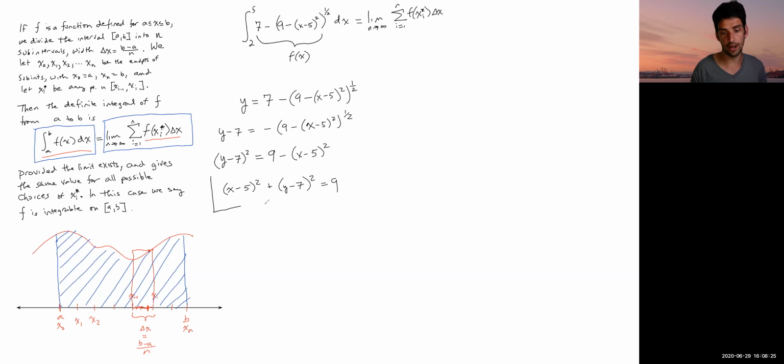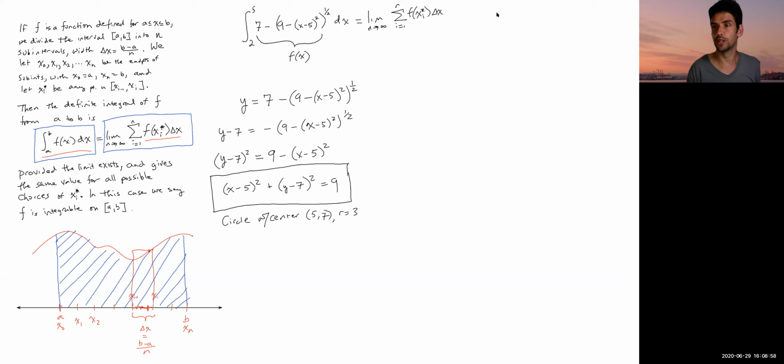Okay. Now, it was probably not obvious when we started what this thing was, but you may remember this form somewhere back in the recesses of your memory. This is the equation of a circle. This is a circle with center 5, 7 and radius of 3. Okay. That's what we're looking at here.